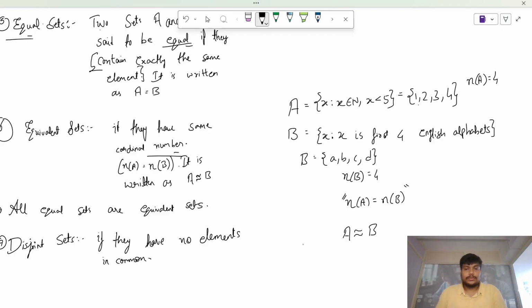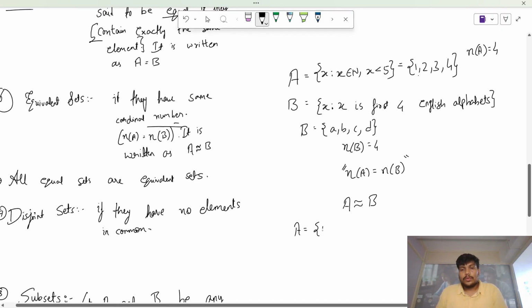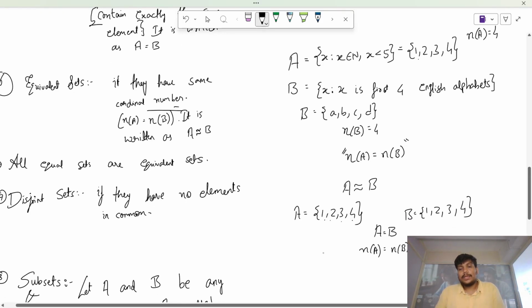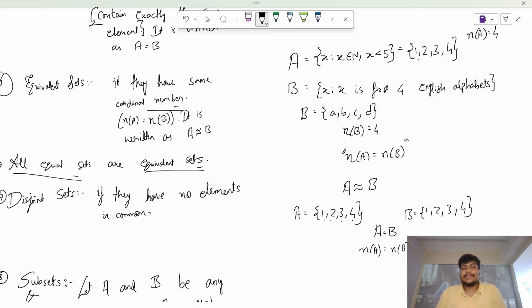Now I'll ask you a single question. What if A = {1, 2, 3, 4} and B = {1, 2, 3, 4}? Here you can see that the elements are the same, so you would say that yes, A and B are equal sets. But can I also say the number of elements is the same? That is, the number of elements in set A is equal to the number of elements in set B as well. Yes, we can say that. So now what can I say? That all equal sets are also equivalent sets, but the reverse is not true. All equal sets are equivalent sets, but all equivalent sets are not equal sets.